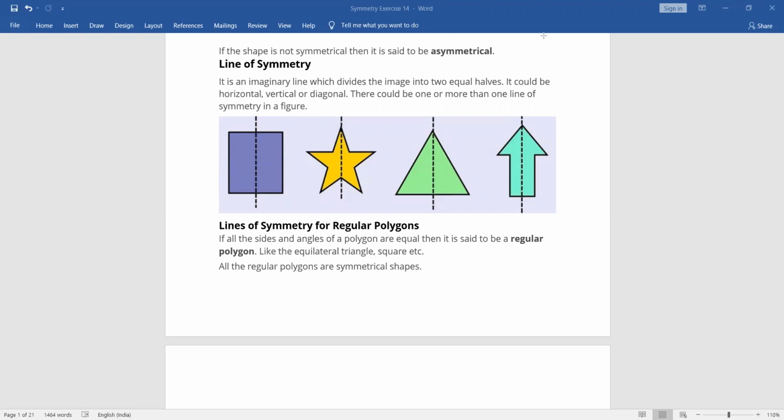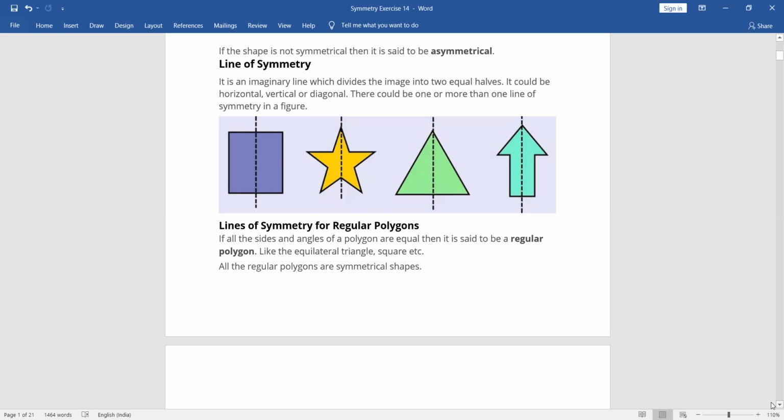Now when we are talking about symmetry, we will talk about regular polygons. If any question arises regarding a regular polygon, first of all, you should know what a regular polygon is. So what is a polygon? It is a closed figure made up of lines. And a regular polygon means all sides and angles of the polygon are equal.